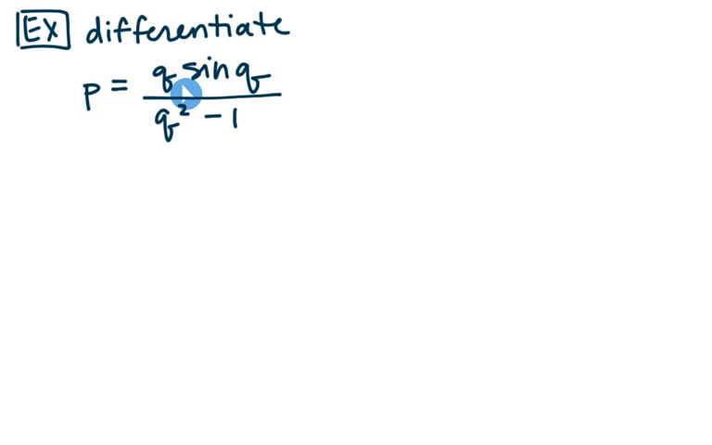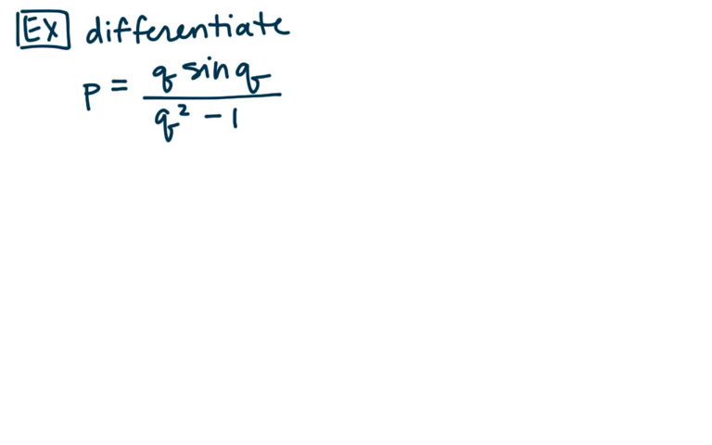What is occurring between Q and sine of Q? What we notice is that is a product. So when I take the derivative of my numerator, I'm going to make sure I use the product rule. And then we have this divided by another expression. So that lets me know, because I have a numerator and a denominator, that I'll need to use my quotient rule. So we're going to use both of those rules in this problem.